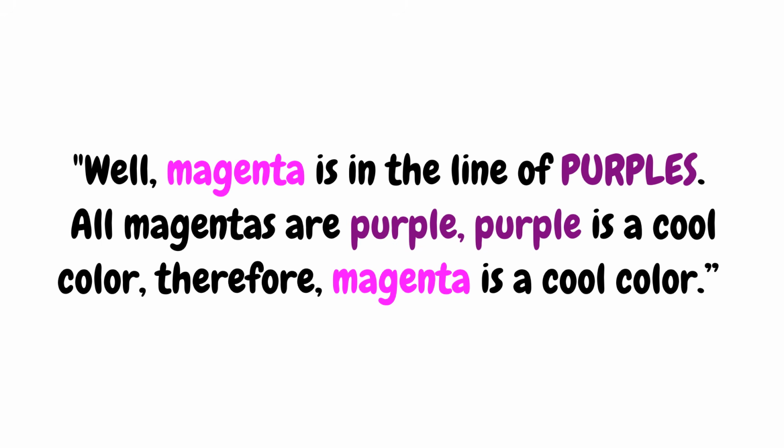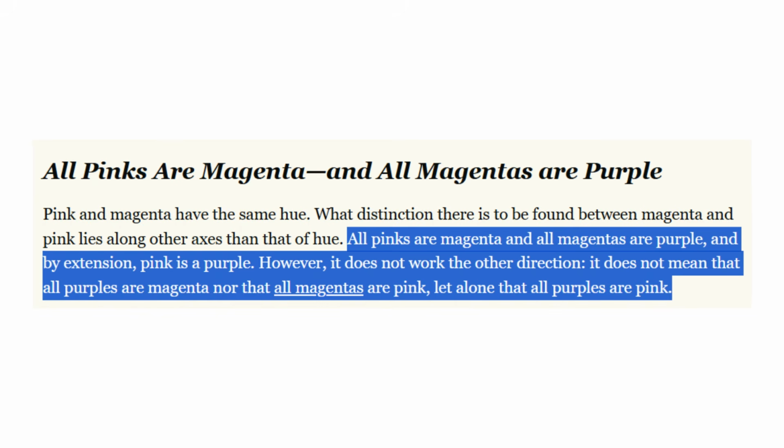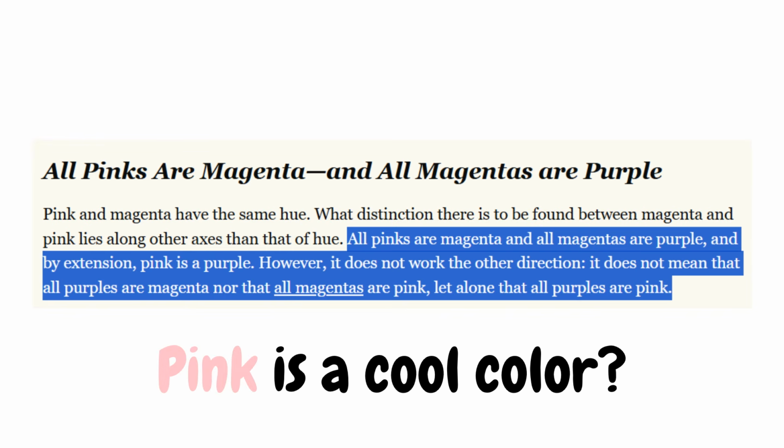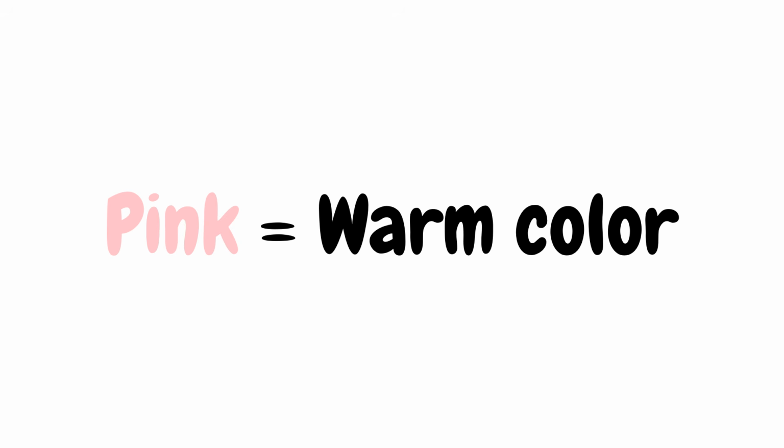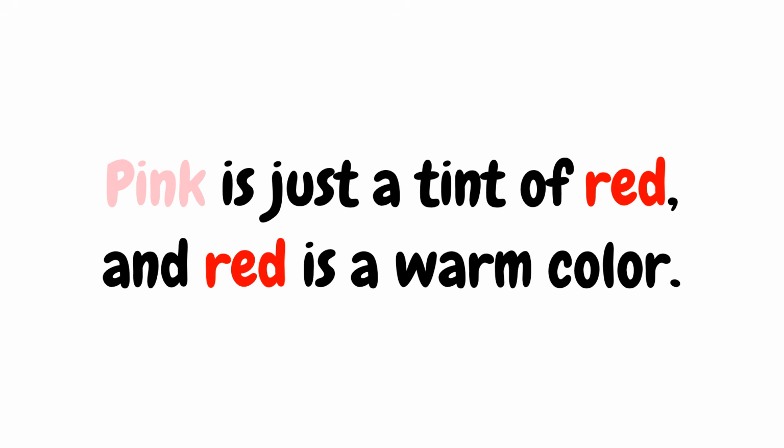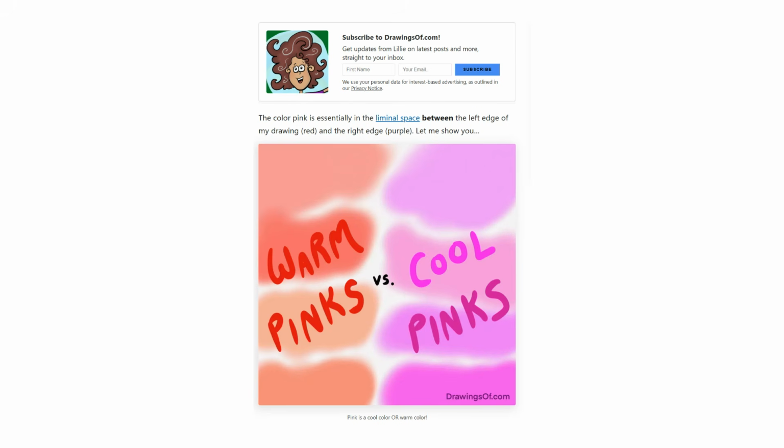And I can hear some of you saying, well, magenta is in the line of purples, all magentas are purple, purple is a cool color, therefore magenta is a cool color. To which I say, if we're going by this discussion board response, then all pinks are magenta, which means pink is also a cool color? I had to look that up to find out because for the longest time, I always saw pink as a warm color, because pink is just a tint of red, and red's a warm color. And apparently, pink can be both warm or cool, depending on the shade. Now this is just getting really confusing.